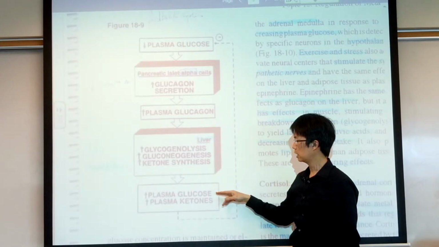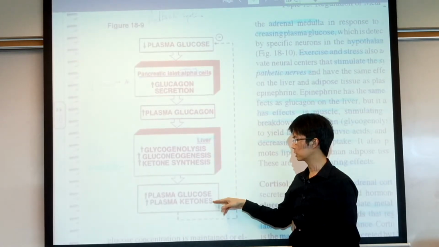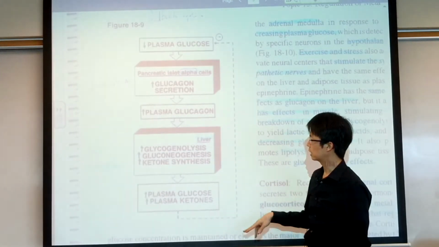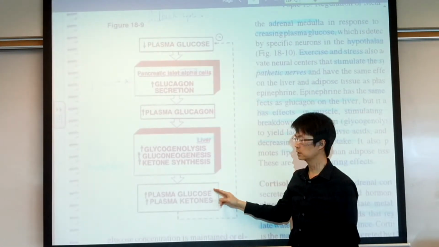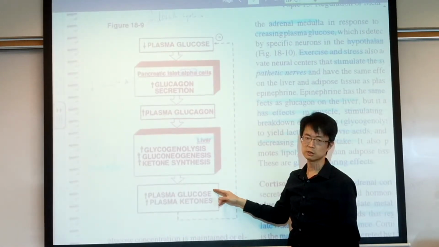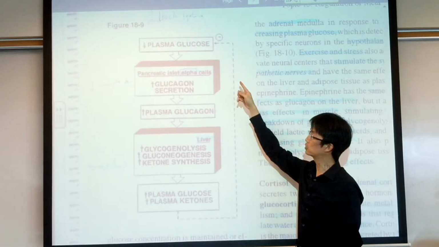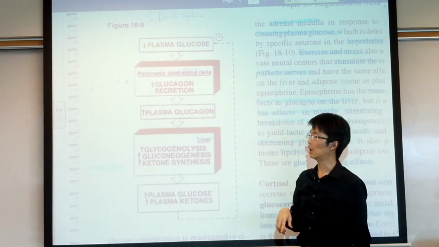And then after this, you will have more glucose and more ketone in the blood. And for this, you have a negative feedback, because after you have enough glucose in your blood, then you can stop secreting glucagon.